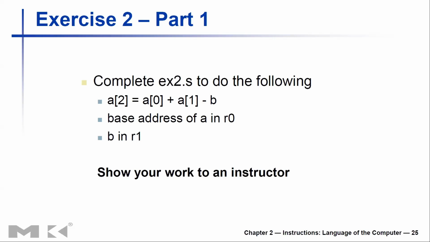The base address of the A array is in R0, you can assume that, and the value B, which is a constant, is in R1. You will of course need temporary intermediate registers for loading and calculations. Finally, the second element of the A array, A2, should be loaded with the result of this calculation. You can try that now. We only have around 10 minutes left, I think.